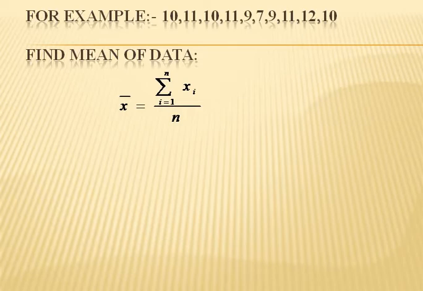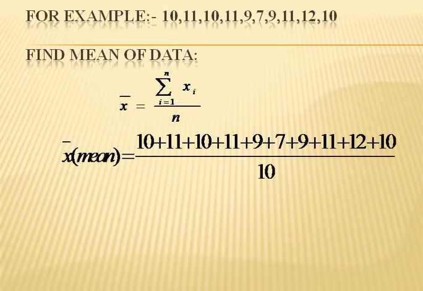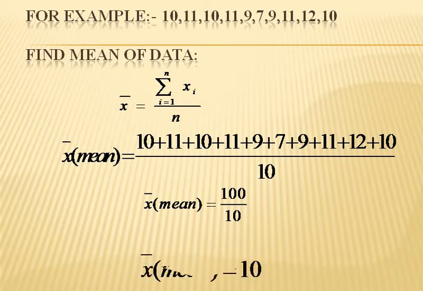In the summation of xi, we take the sum of all the observations, and small n is the total number of observations. So we take the sum of all the observations: 10 plus 11 plus 10 plus 11 plus 9 plus 7 plus 9 plus 11 plus 12 plus 10, divided by 10. Here we are given 10 observations, and the sum is 100, so 100 divided by 10 gives a mean of 10.